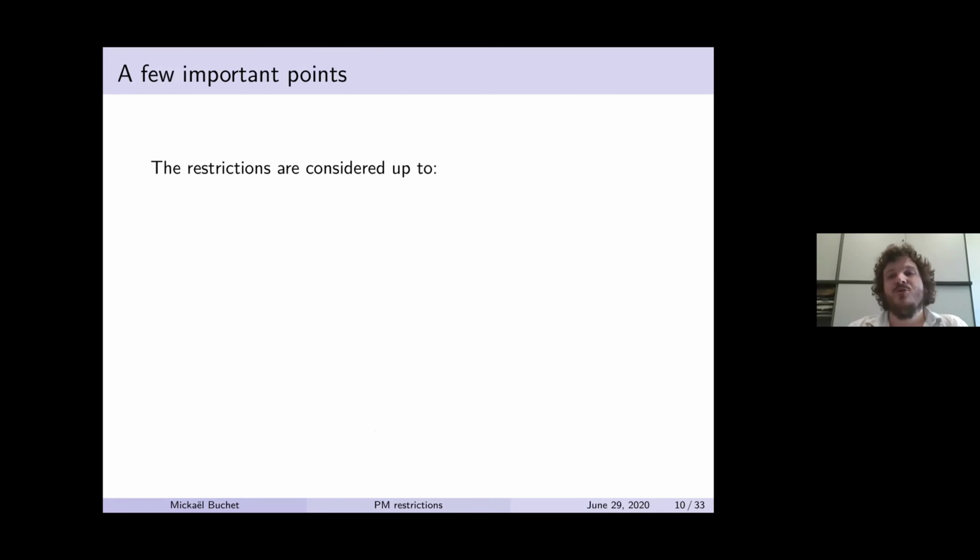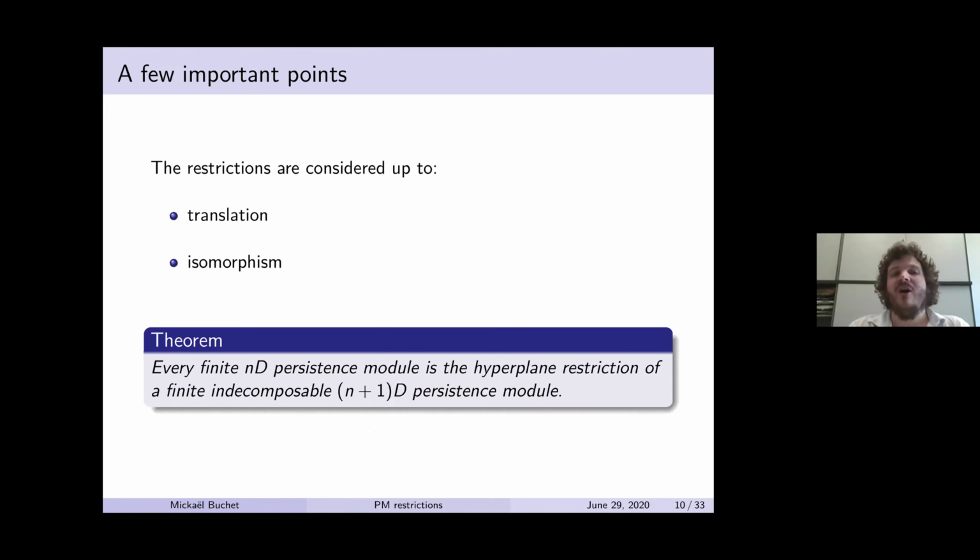So a few important points. Due to the definition, I'm saying that one module is a restriction of another one, and that's considered up to translations. I don't care where I move on the grid. I will assume that the grid is infinite. But all modules I will consider, unless mentioned otherwise, would be finite. And it's up to isomorphism. So if I have a restriction, and I have another module which is isomorphic to it, but not identical, I will still say that it's a restriction to the given module. And our theorem is that every finite n-dimensional persistence module is a hyperplane restriction of a finite indecomposable n+1 dimensional one.